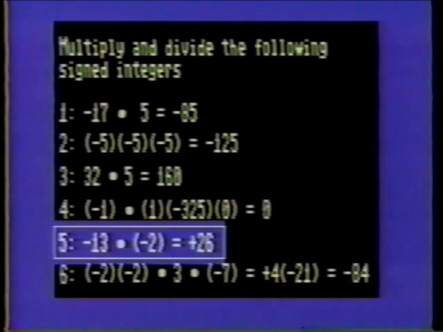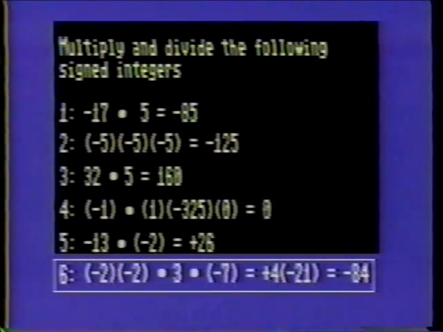Number 5. Problem 5 contains an even number of negative signs. Therefore, the product will be positive. Now all that remains is to multiply these numbers to obtain that positive result. Negative 13 times negative 2 is positive 26.